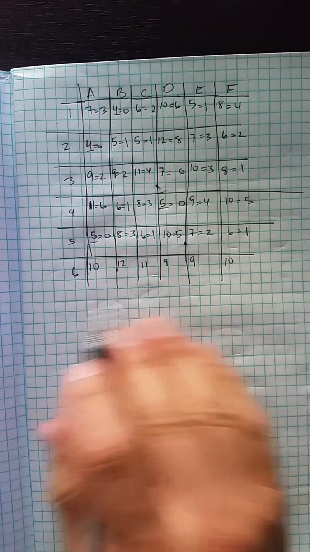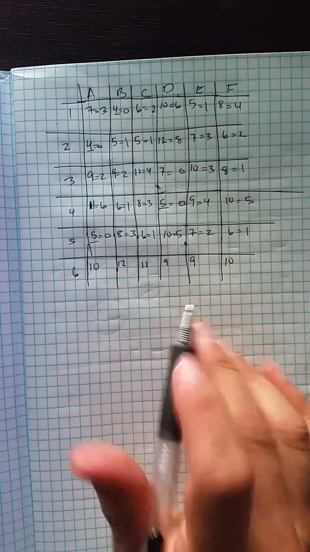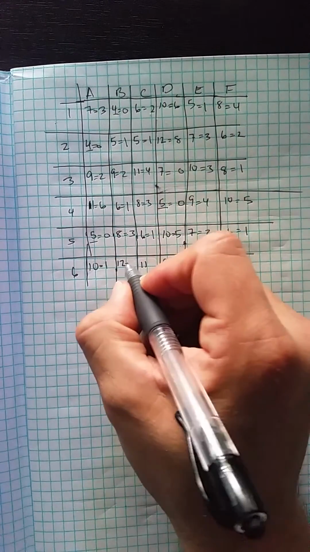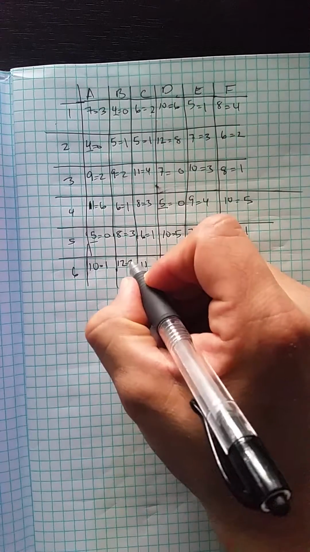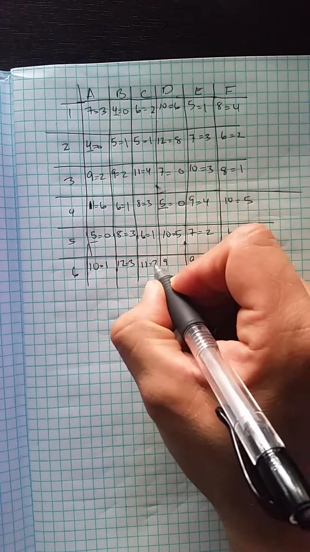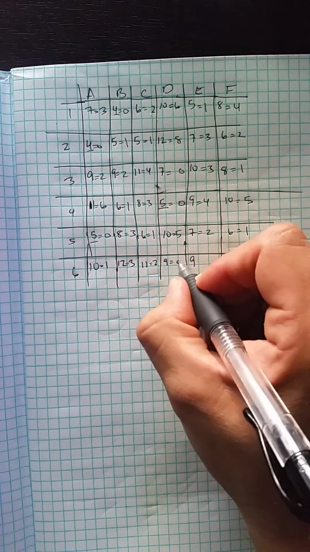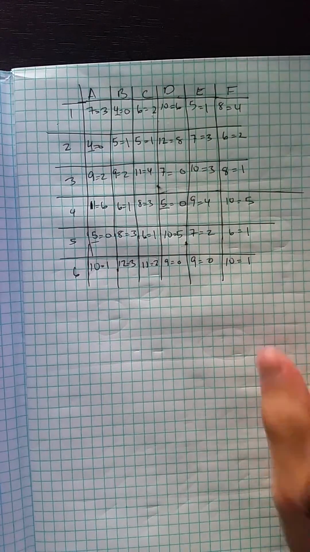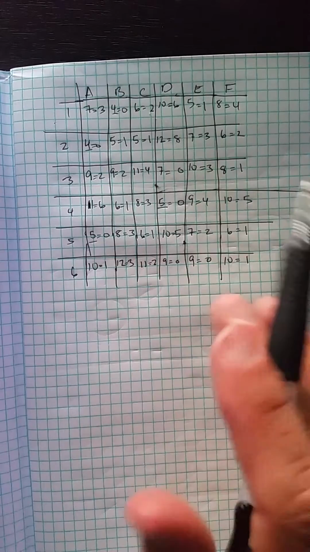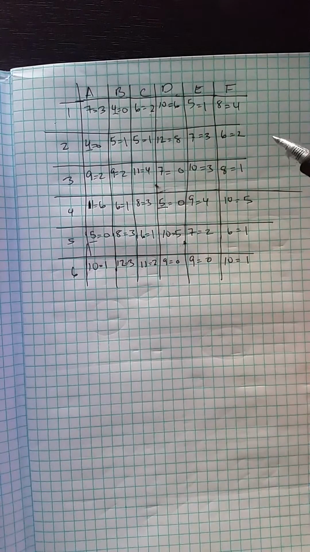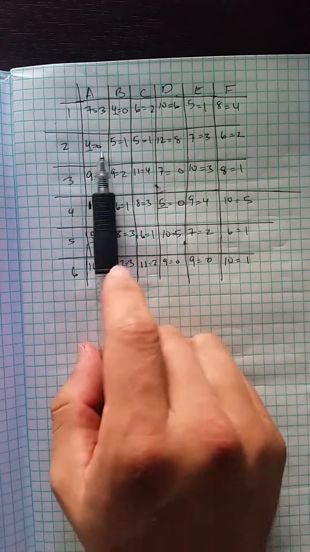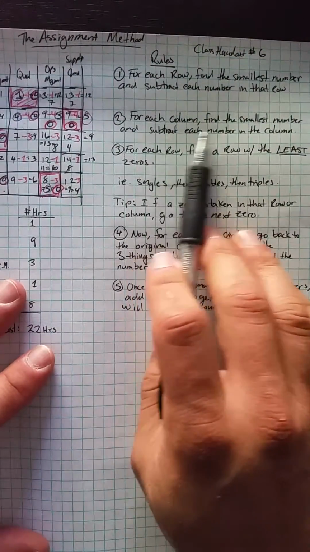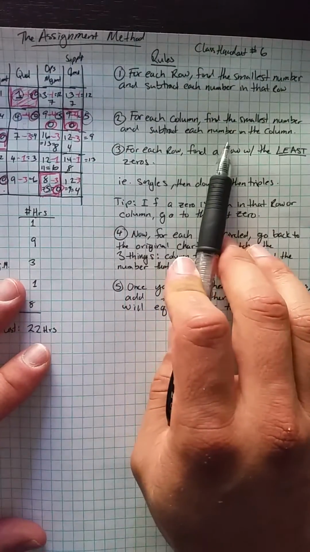Okay? And then lastly is going to be 9. That's your smallest number. So 1, 3, 2, 0, 0, 1. Okay? So now that we've subtracted the smallest number from each row, now we're going to do the columns. Rule number 2: for each column, find the smallest number and subtract it from each number in that column.